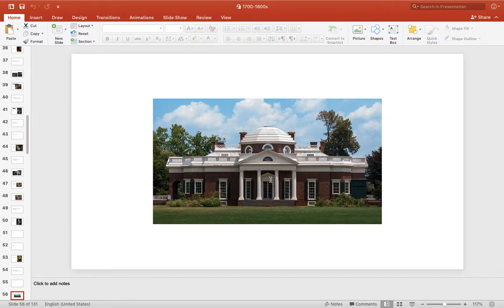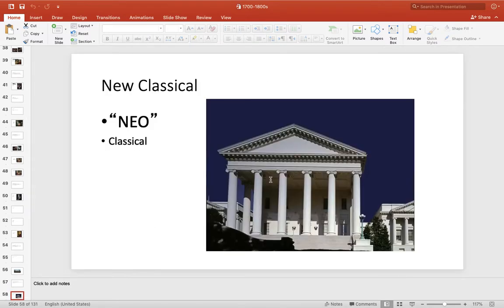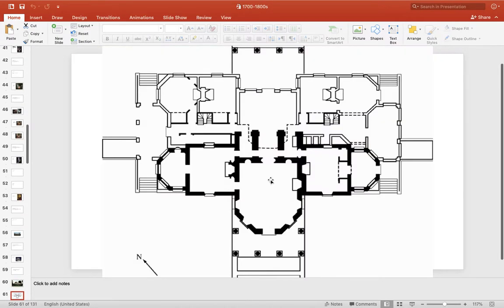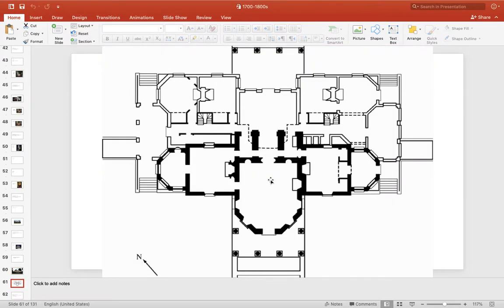All right, American Revolution, 1776. Democracy, neoclassical is the new classical. Take the old classical stuff and make it new. Tommy Jefferson, Monticello. Here we go. All right, what's up with Jefferson? It's Jefferson, the year 1700s.